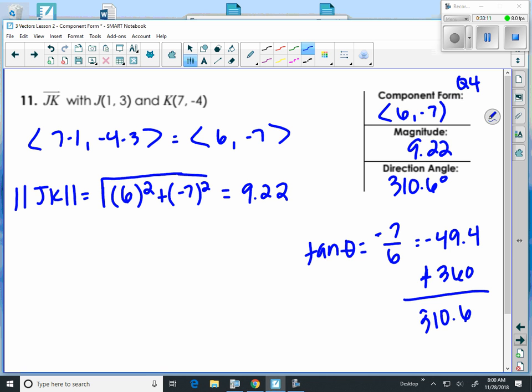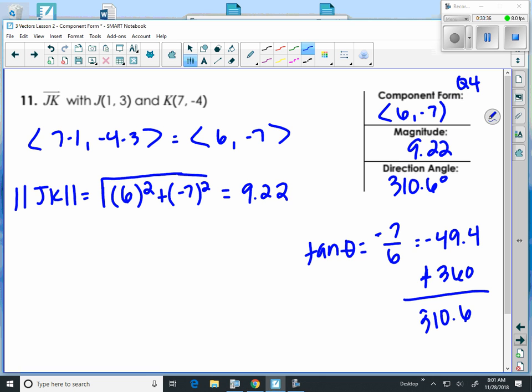Okay, there's the answer for number 11. That one was quadrant 4 because it was a positive negative. So you have to add 360. In my calculator, when I did my inverse tangent of negative 7 over 6, I got negative 49.4. Got to add that 360 to it. Okay, any issues or questions working through that on your own?